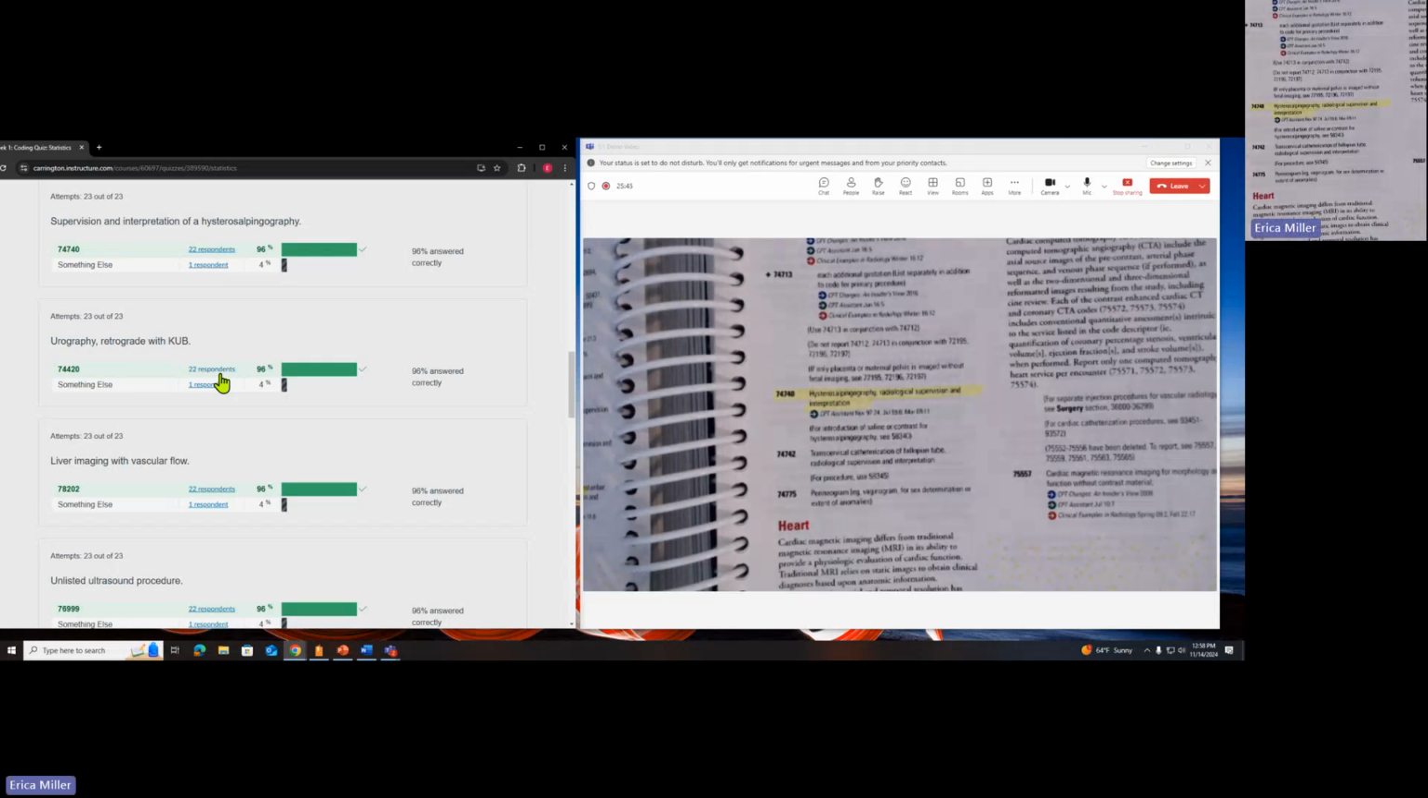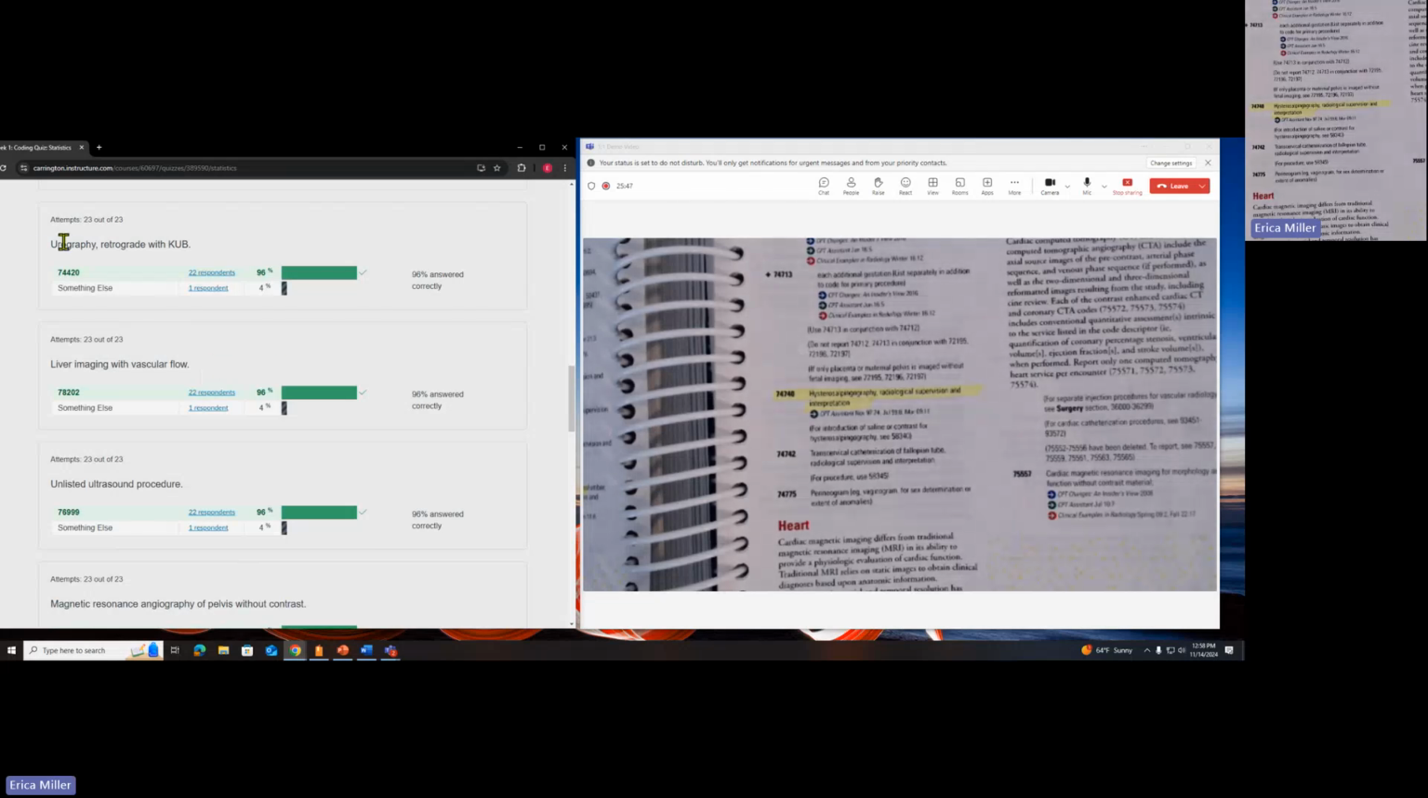All right, let's see what's next here. Urography, retrograde with KUB. KUB stands for kidneys, ureters, bladder. Urography is our service, our procedure. The type is retrograde, and it's basically just telling you that it includes the kidneys, ureters, and bladder. All right, so let's go into our index here.